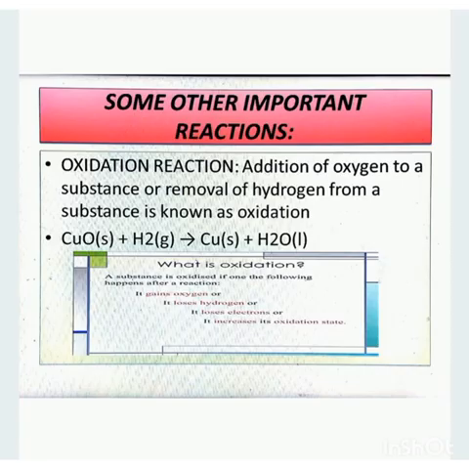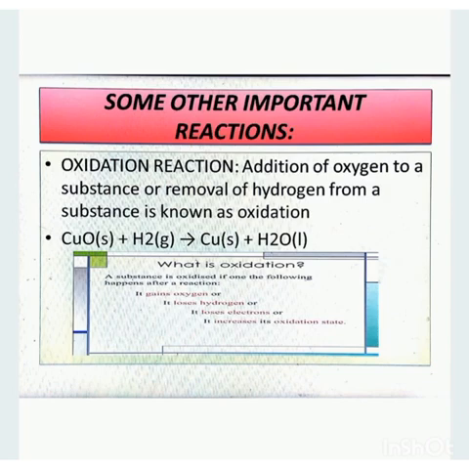Let's discuss some other important reactions. Oxidation reaction: addition of oxygen to a substance or removal of hydrogen from a substance is known as oxidation. For example, copper oxide reacts with hydrogen to change into copper and water. So here hydrogen is getting oxygen from copper oxide to change into water. So oxidation occurs at hydrogen because it is getting oxygen from the copper oxide.